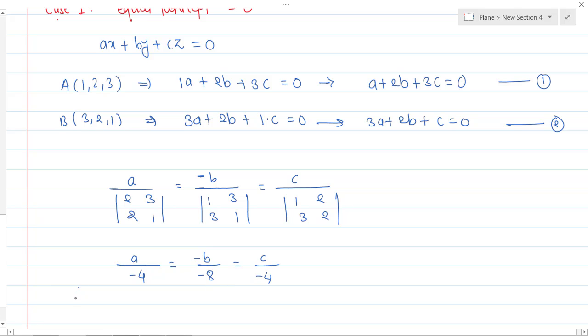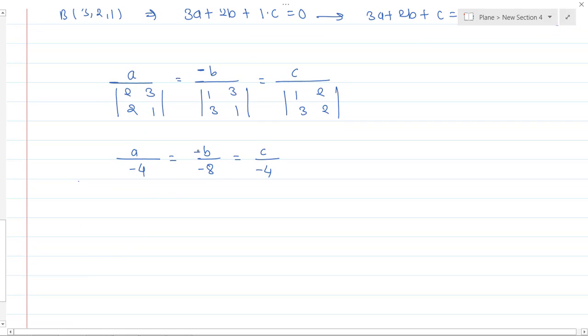Okay, now let's simplify. This minus minus gets cancelled, so this becomes positive. Can I divide by minus 4 here? Yes, of course, you can do that. So minus 2 by minus 4 becomes 2. We have to divide by minus 4. So a becomes 1, b divided by minus 2, and c by 1. What I have done here is I have divided by minus 4 on all sides.